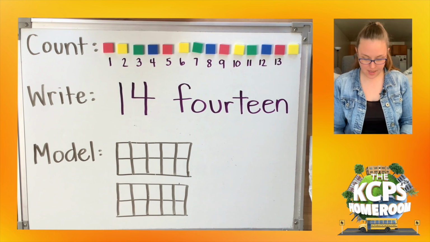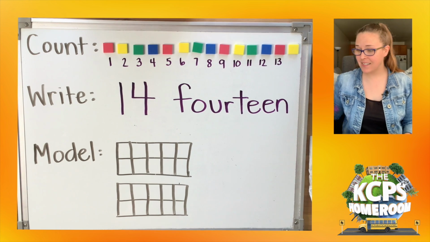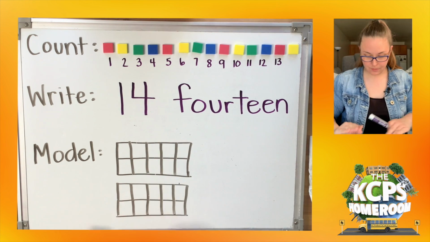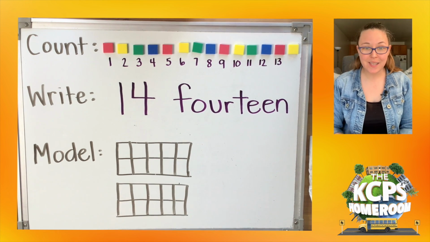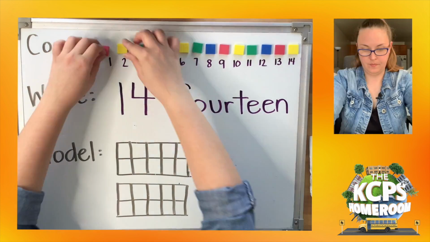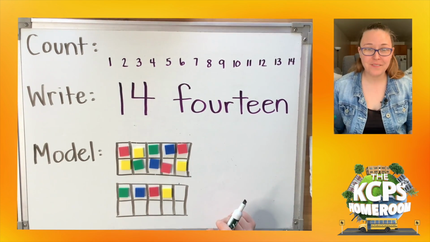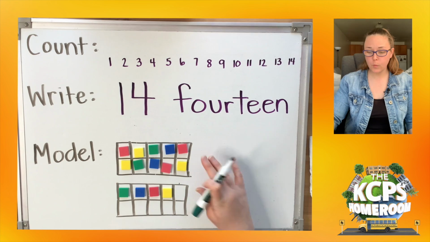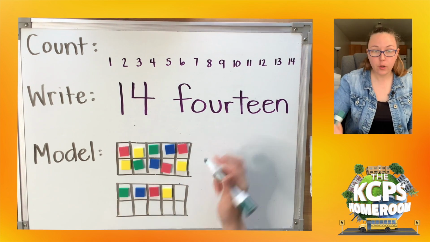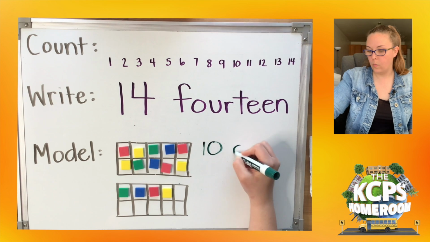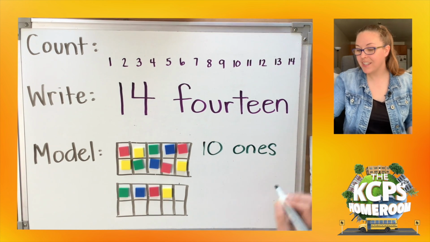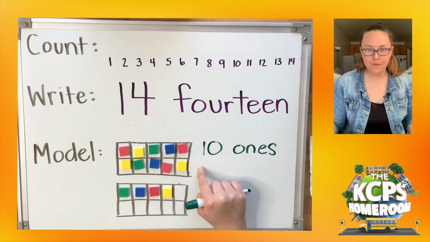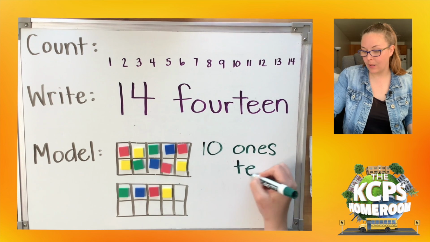There's one more thing I have left to show you, and that's about our groupings. So let's reorganize our counters into our 10 frames, and we'll get started talking about the groups. All right, friends, let's talk about the value of the digits in 14. So we know that this top 10 frame is full. That means we have 10 ones. And I know you remember, what's the same as 10 ones? When our 10 frame is full, we have a bundle called a 10.